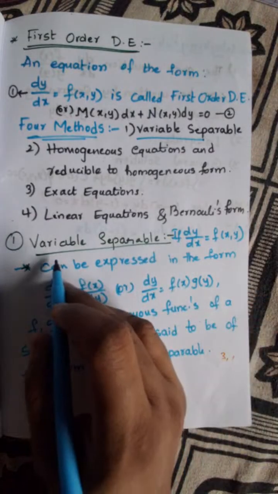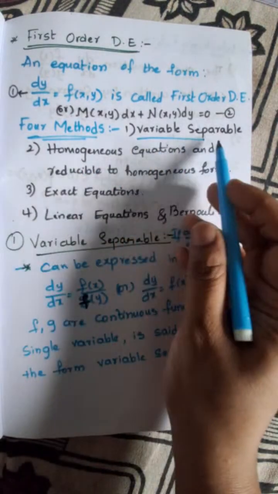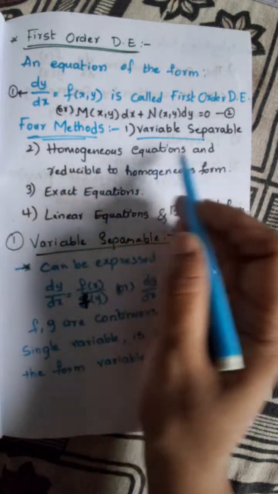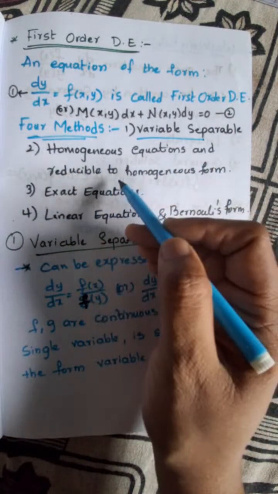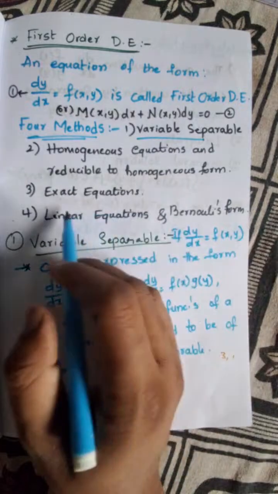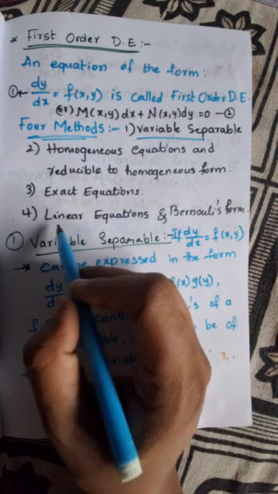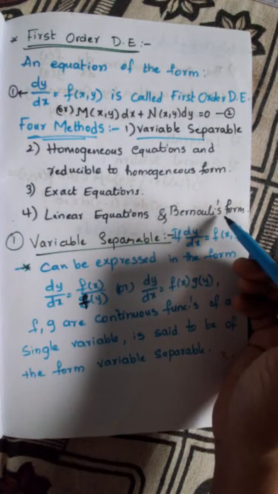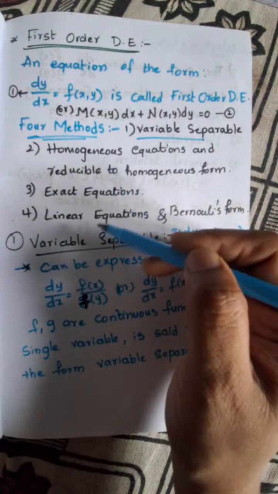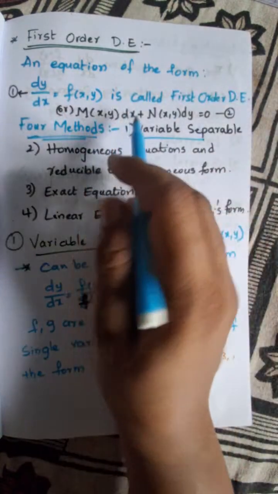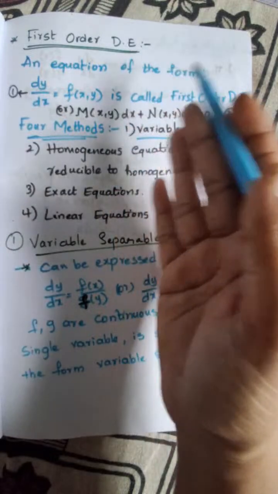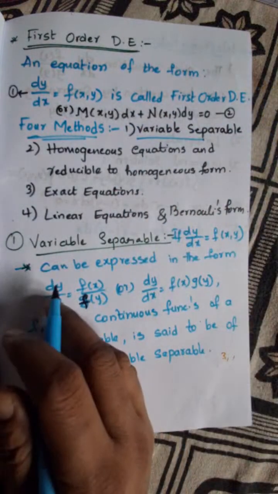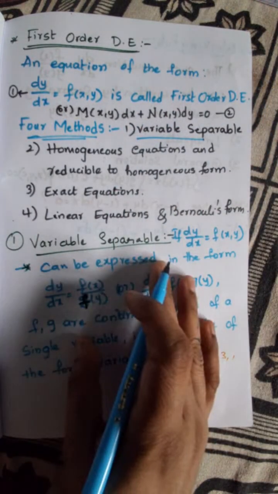Among these 4 methods, there is the variable separable method, homogeneous equation and reducible to homogeneous form, exact equations, and linear equations and Bernoulli's form. These are the 4 different methods we are going to discuss in this first order differential equation. So the first method is the variable separable method.